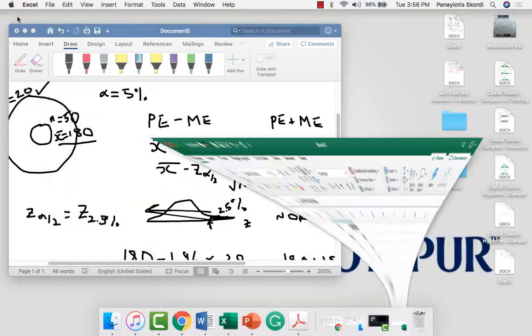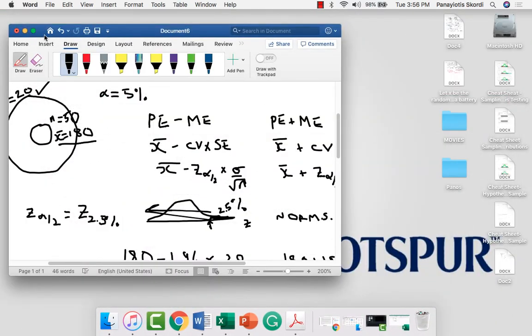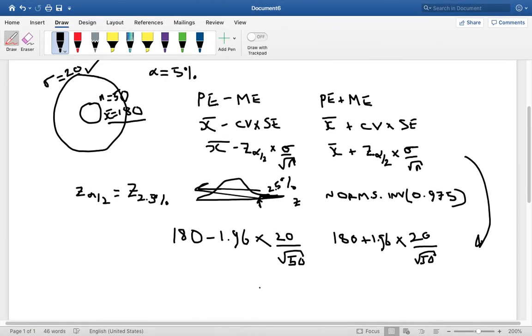So we can go back to here, just complete this, the solution. Your lower limit is going to be 174.46. You can write the final answer in parentheses with a comma, and the upper limit is going to be 185.54 to 2 decimal places.